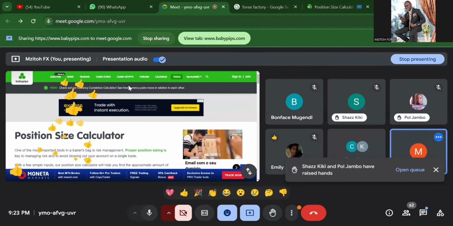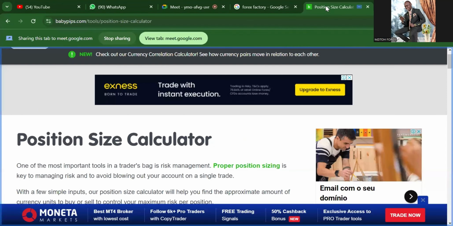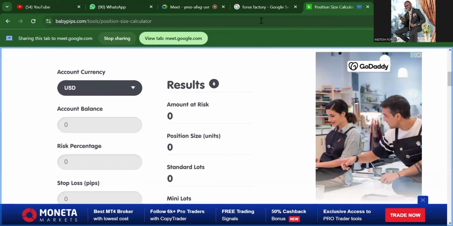Yes, that is very important. You go to the position size calculator every day. Once you type there, scroll down, you will get here. So you fill here, what is your account balance? Let's say you are trading with your $300. How much are you risking? Never risk more than 2% of your capital if you are a beginner. So do the 2%. Stop loss.